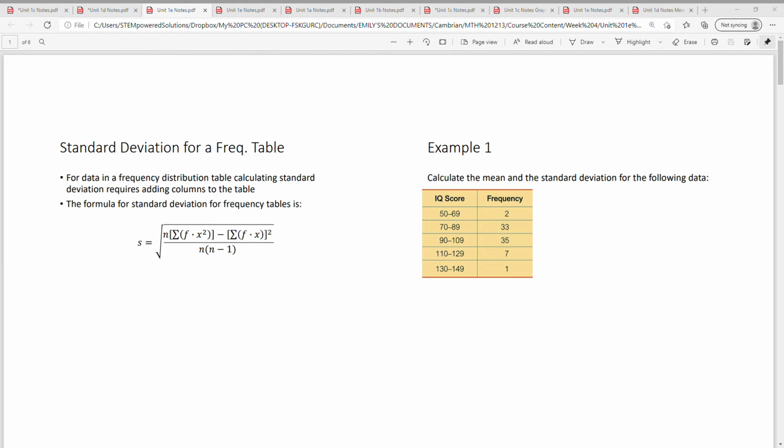53,163,201, subtract whatever 7,201 squared is, which is 51,854,401, divided by 78 times 77, which is 6,006, and this is all to the square root.